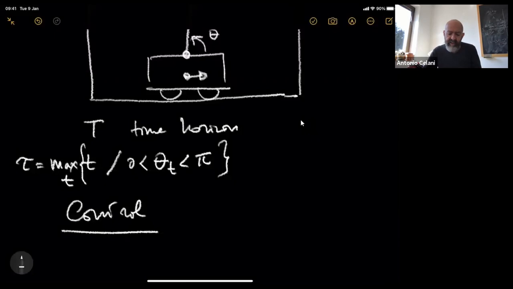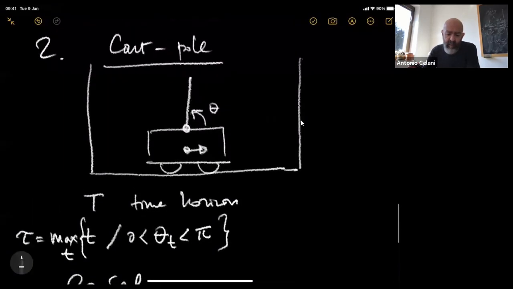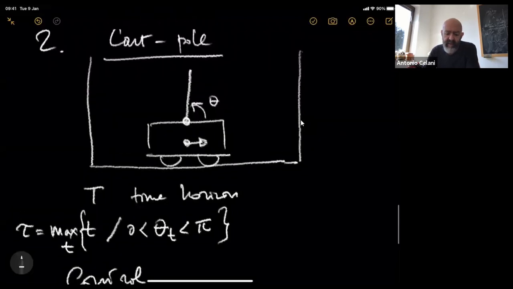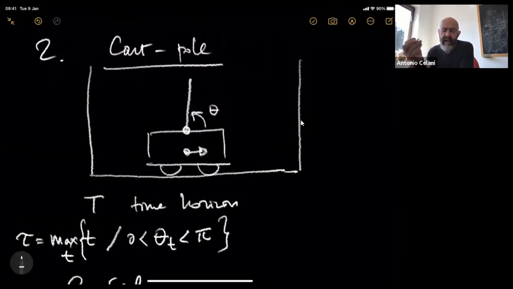So the reason I'm calling in this example is that when you try to formalize this problem, one possibility to go about it, I'm translating in my own mathematical language what Boris was saying. Did you have a question?